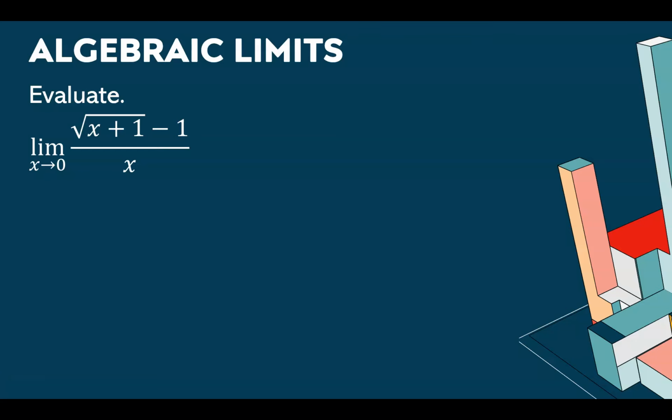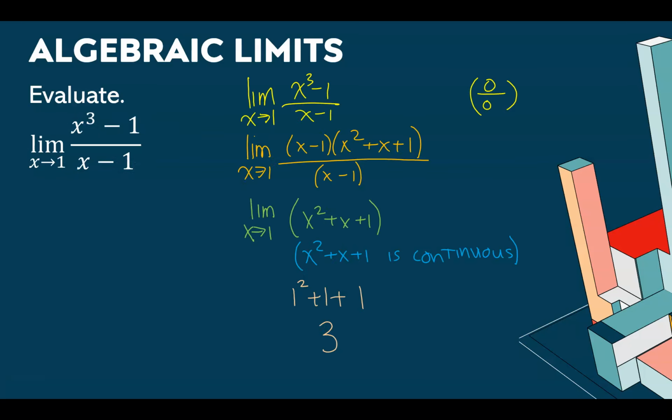So, when we substitute, we get 0 plus 1 in that square root, so 1 minus 1 in the numerator, and 0 in the denominator, which means we have a removable discontinuity. Now, let's look back for a second. Right here, this pair of x minus 1s created the removable discontinuity. When we put 1 into x minus 1, we get a 0.